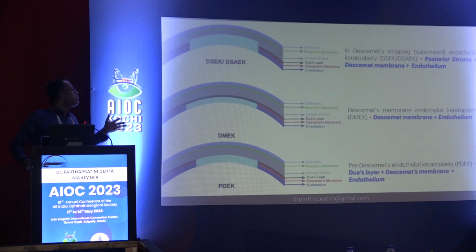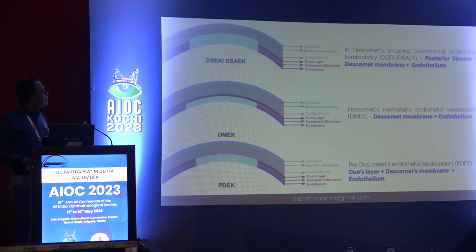Now, this is a very interesting diagram. All of you should know that in Descemet's stripping endothelial keratoplasty, the layers involved are the posterior stroma, Descemet's membrane, and the endothelium. So you can take the picture, and Dr. Shefali is there. She can also highlight that because it's her domain.